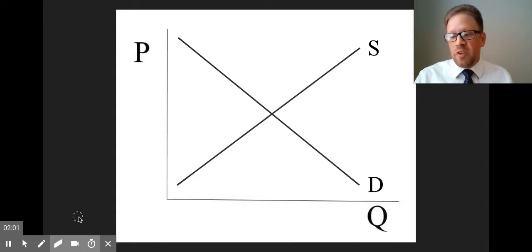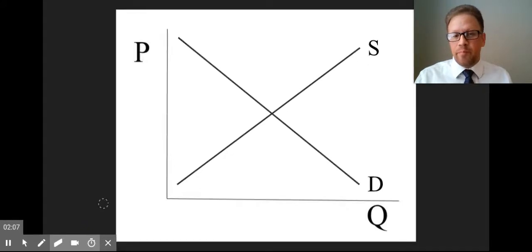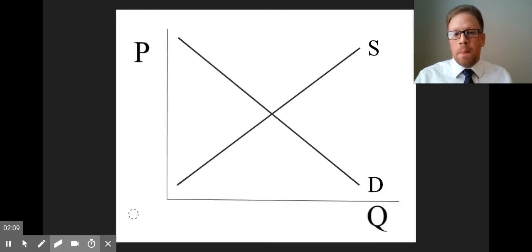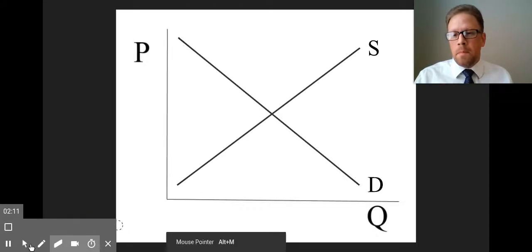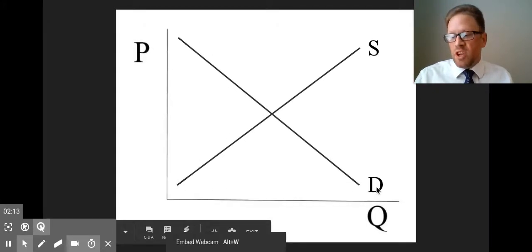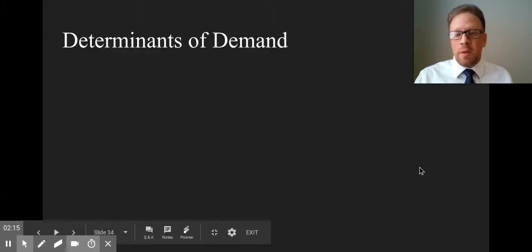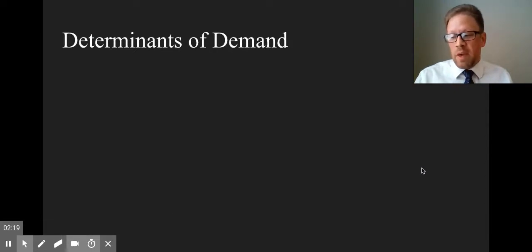A shift of either the demand or supply will result in a change of both the equilibrium price and quantity of an item. Shifts of demand are caused only by determinants of demand, which are things that cause the demand for a good or a service to change. Now, I should point out, changing prices do not cause entire demand curves to shift.